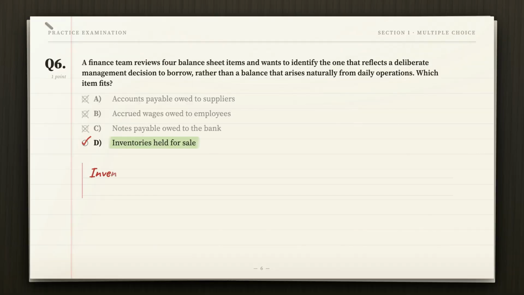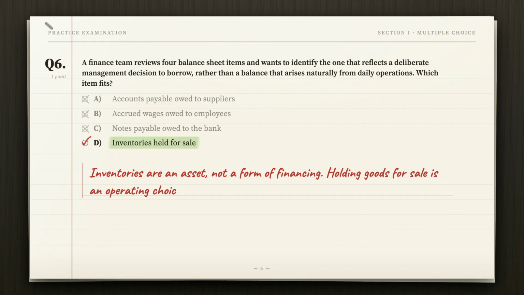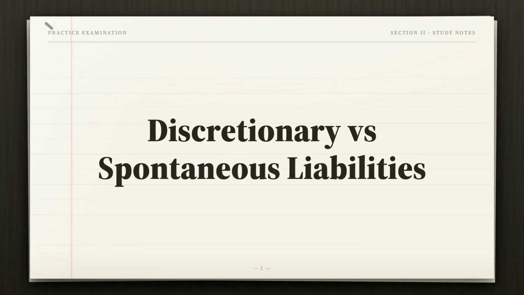D is wrong because inventories are an asset, not a form of financing. Holding goods for sale is an operating choice about stock levels, not a decision to borrow. Notes payable stands apart from other liabilities for one reason. It exists only because management chose to arrange it.